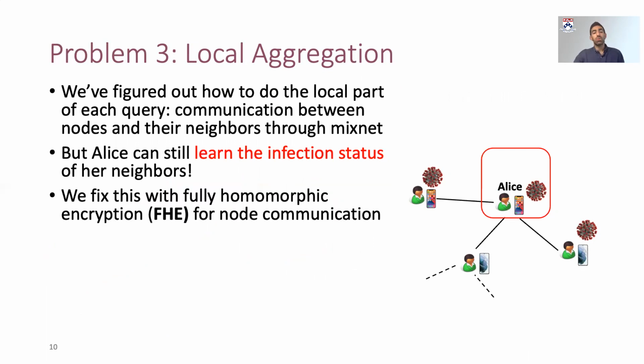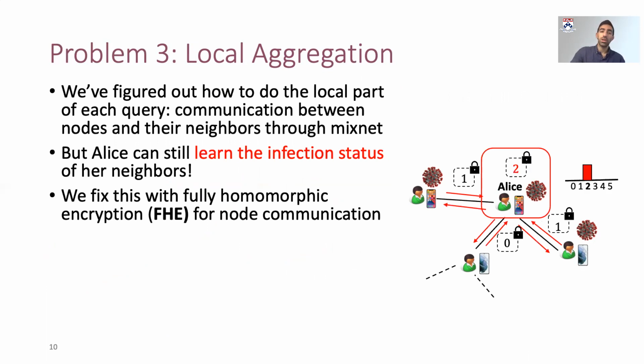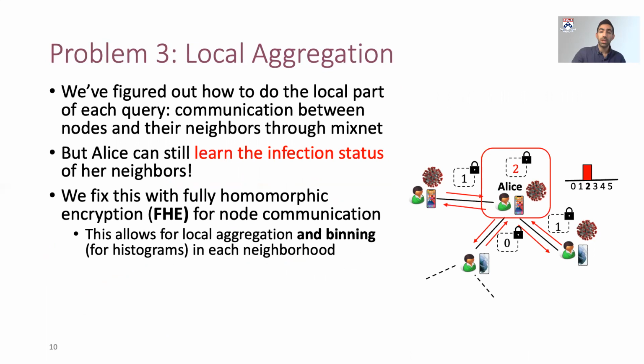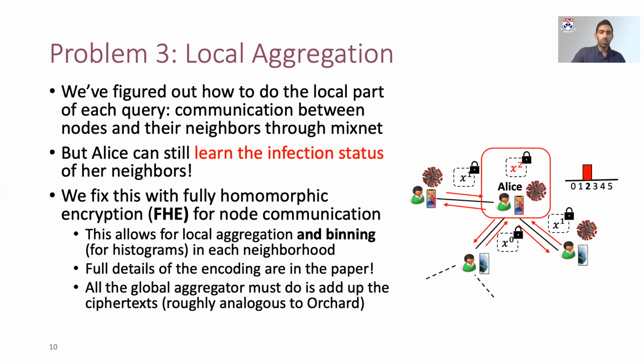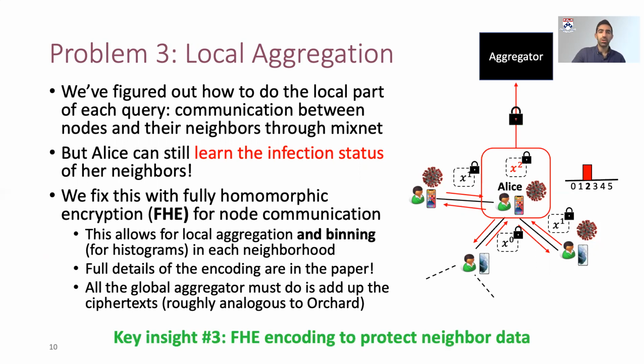We fix this with fully homomorphic encryption, which looks something like this. Each individual who is next to Alice is going to send an encrypted bit, and she's going to sum these up to support her local histogram. This is more subtle than it may sound. Because of limitations with current FHE schemes, we had to come up with a special encoding to make this practical. So in practice, these are polynomials, but more about that is in the paper. All the global aggregator has to do at this point is just add up the ciphertext, roughly analogous to what happens in Orchard. And this is the 3rd key insight of the paper.